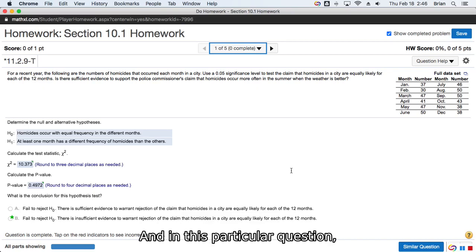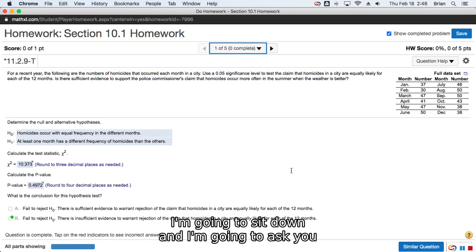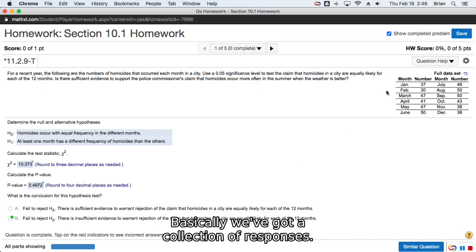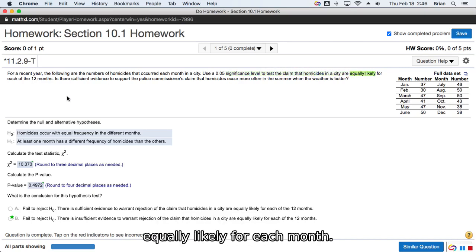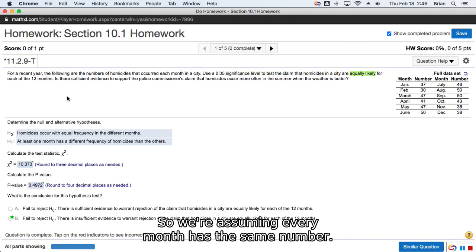In this particular question, I'm going to ask you to look over the table in the top right here. Basically we got a collection of responses. Now, the claim is at the 5% significance level, test the claim that homicides in the city are equally likely for each month. So we're assuming every month has the same number.